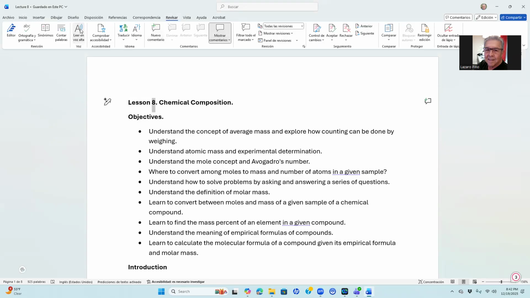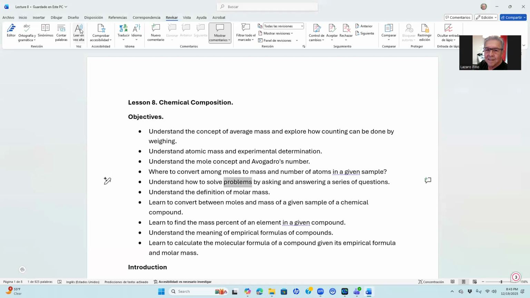Lesson 8. Chemical Composition. Objectives. Understand the concept of average mass and explore how counting can be done by weighing. Understand atomic mass and experimental determination. Understand the mole concept and Avogadro's number. Learn to convert among moles, mass, and number of atoms in a given sample.